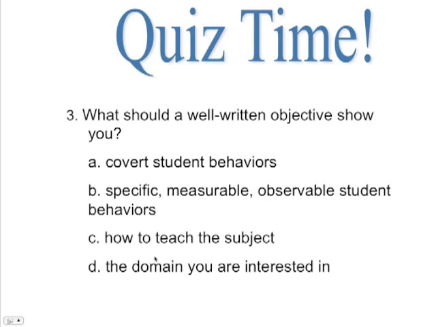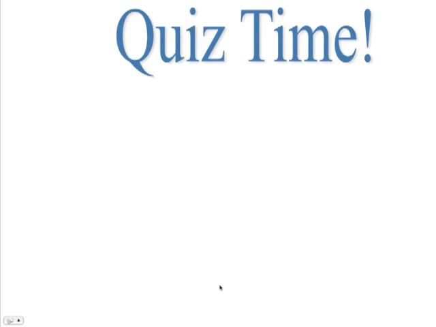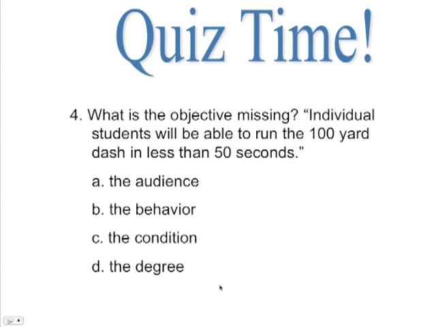What should a well-written objective show you? Should it convert student behaviors? Should it be specific, measurable, and observable students' behaviors? Should it show you how to teach a subject or the domain you're interested in? Of course. Specific behaviors. Quiz time. What is the objective missing?